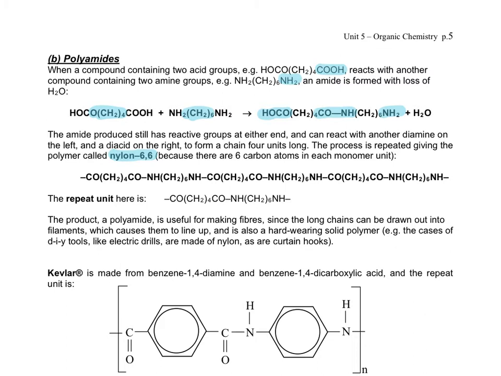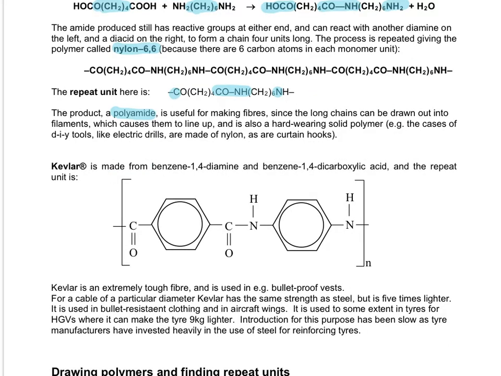The repeating unit here is your amide linkage in the centre, and then it would join up, the nitrogen would go onto the next carbon, and it would just repeat and form a polyamide. Another example you're expected to be familiar with is Kevlar.